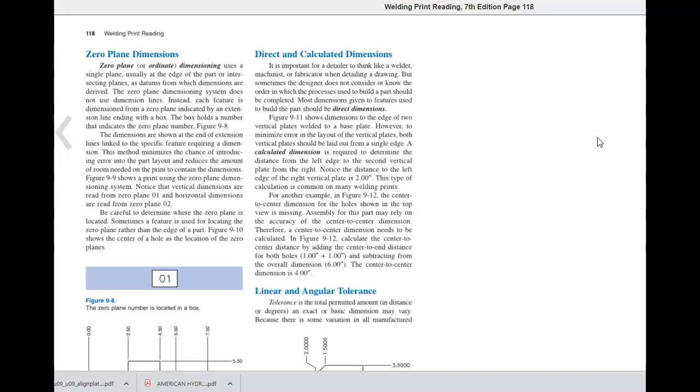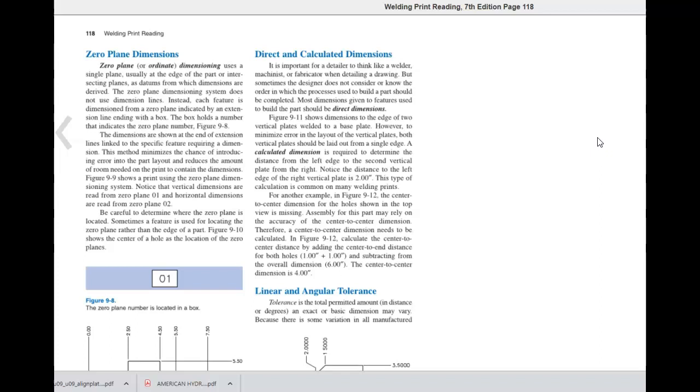Figure 9-9 shows a print using the zero plane dimensioning system. Notice the vertical dimensions are read from zero plane 0,1 and horizontal dimensions are read from zero plane 0,2. Be careful to determine where the zero plane is located. Sometimes a feature is used for locating the zero plane rather than the edge of the part. Figure 9-10 shows the center of the hole as the location of the zero planes.